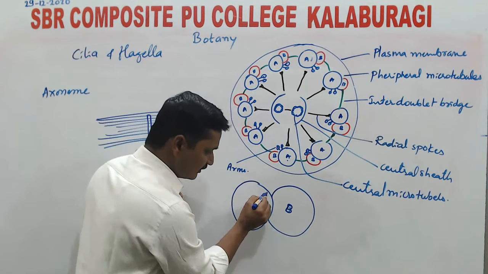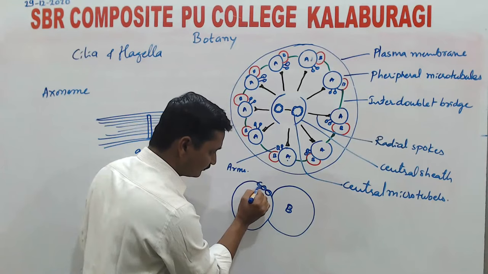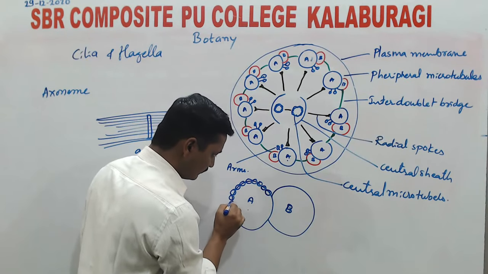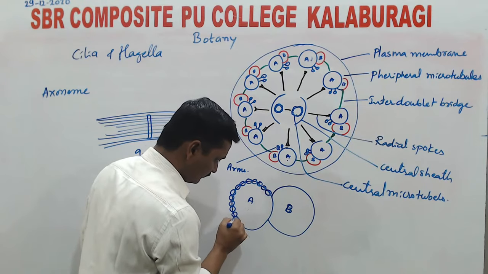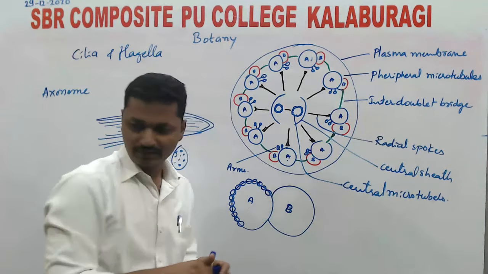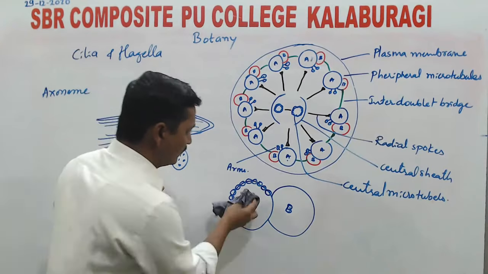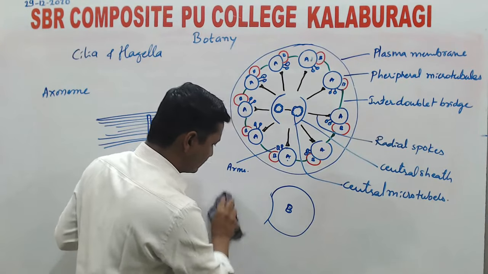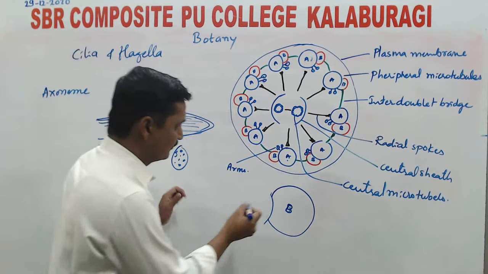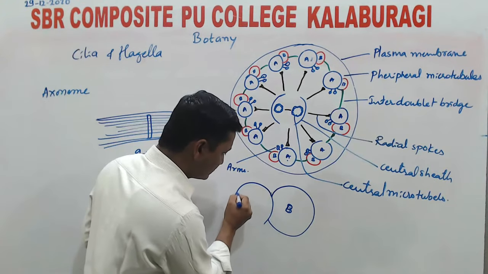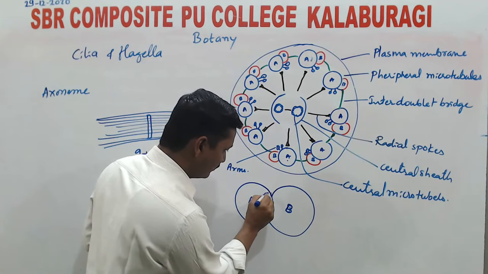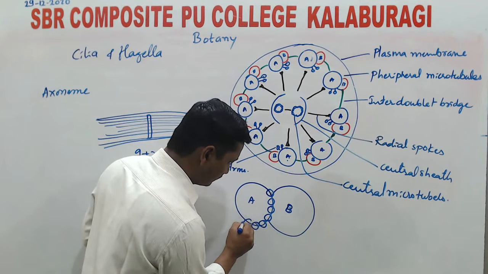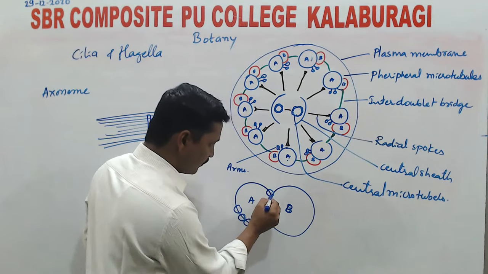Each subunit is made up of a number of globular protein molecules called protofilaments. Here A is made up of 13 protofilaments.